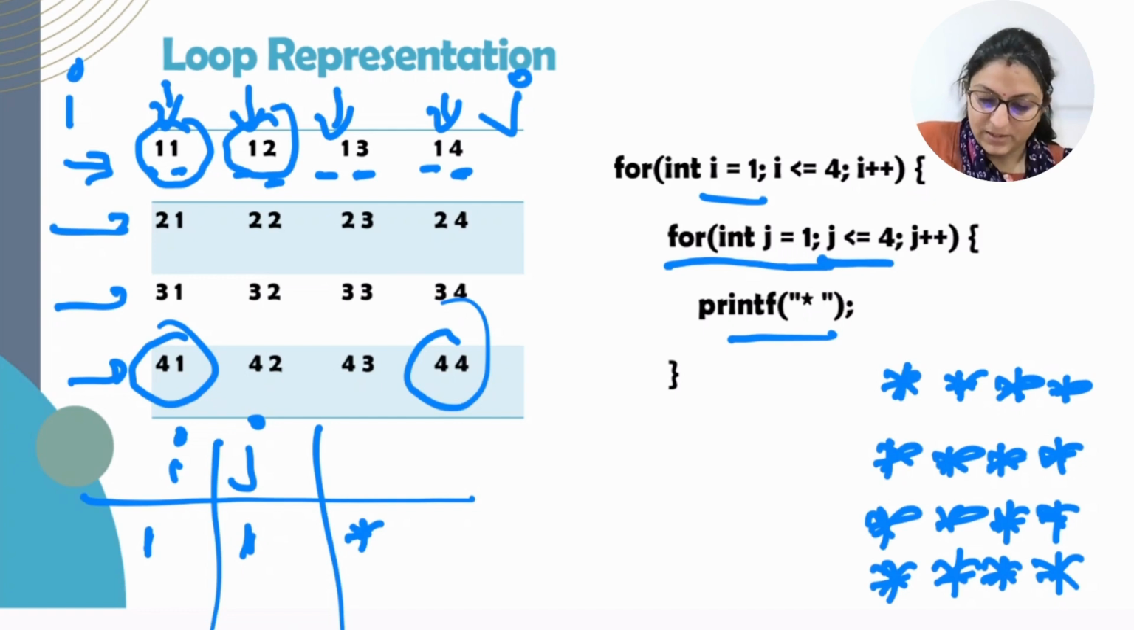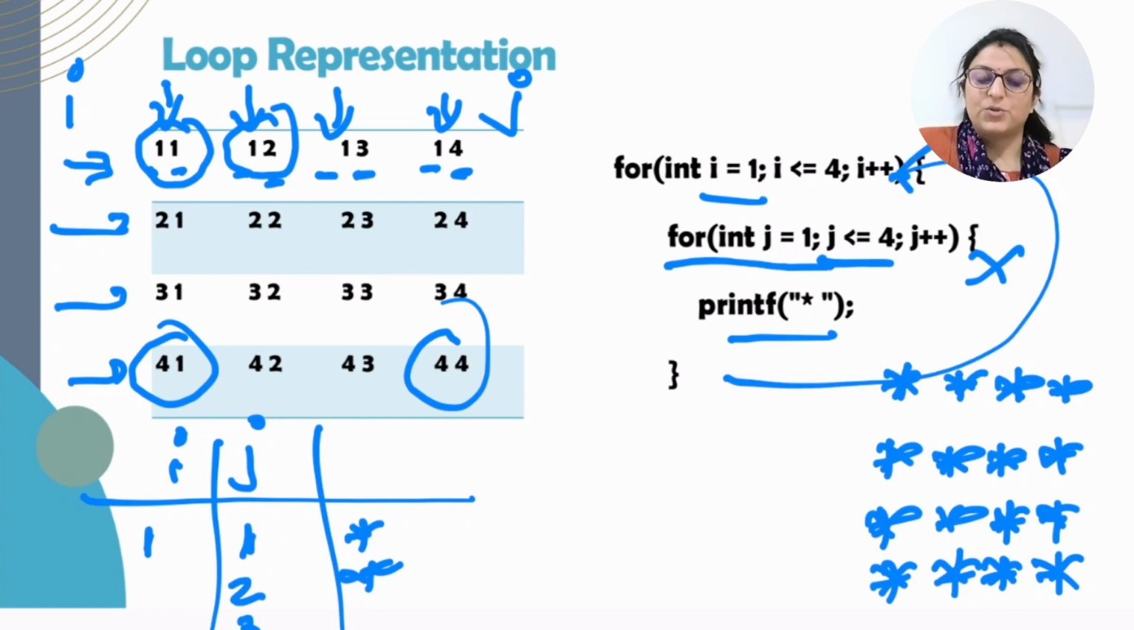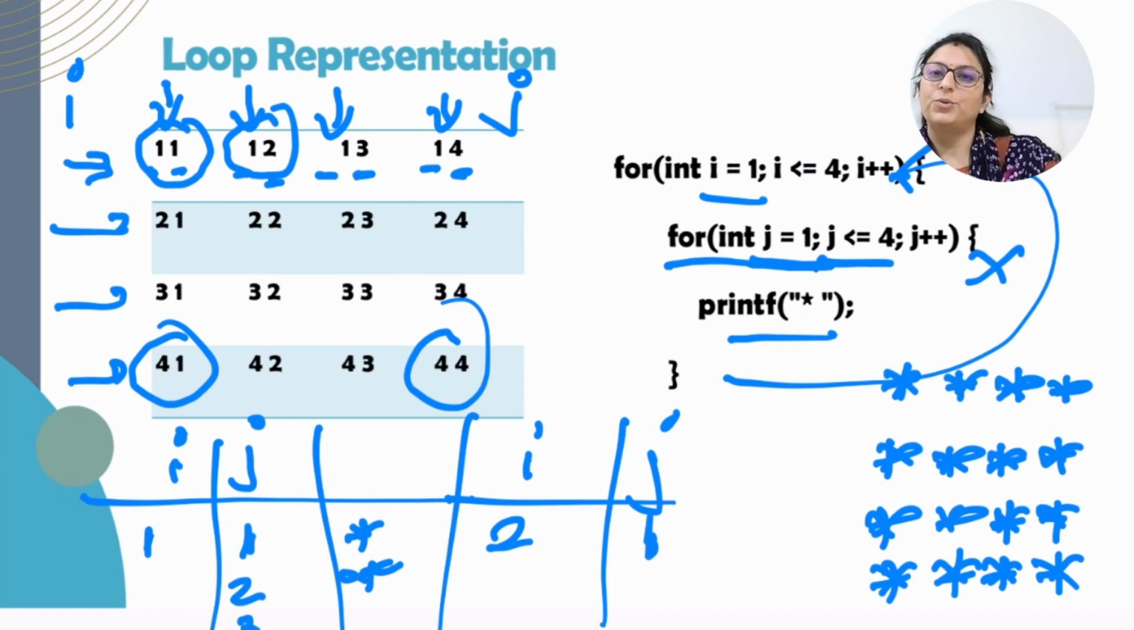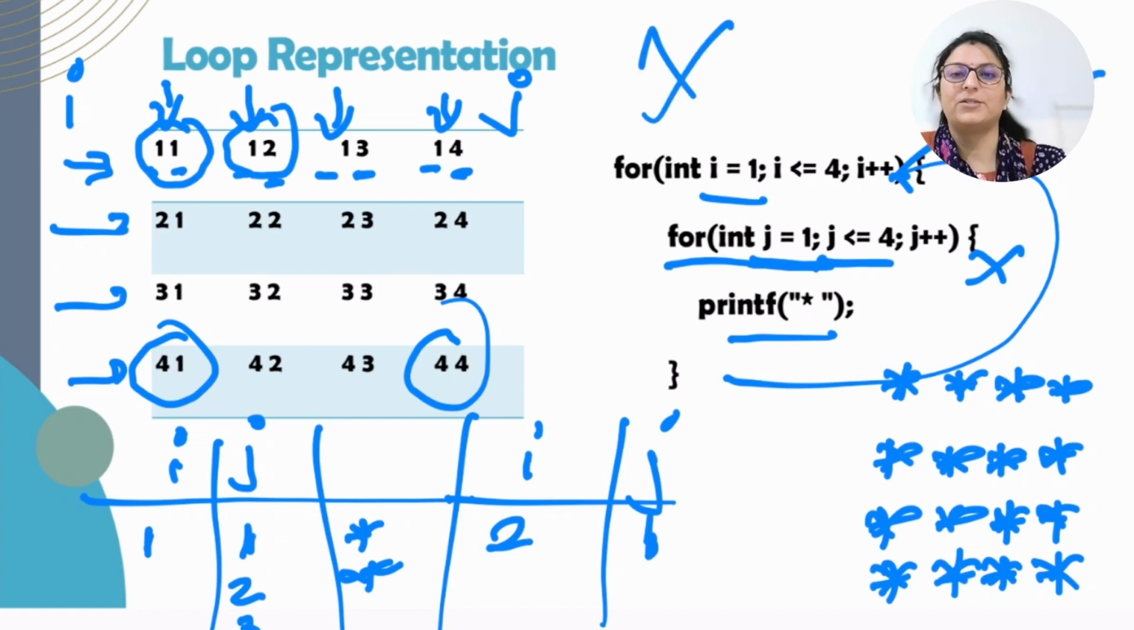Now J plus plus. J's value is 2. Condition is true. So it will print the second star. The same way J's value is 3. J's value is 4. When J will be 5, this loop will stop, and it will go with I plus plus. So after that the value of I will be 2. Again it will go inside, so J will be 1. The value of J is 1. And this is going to repeat again and again until we get I equal to 5. When we get I as 5, all the loops will stop executing. So this is the concept of nested loop.